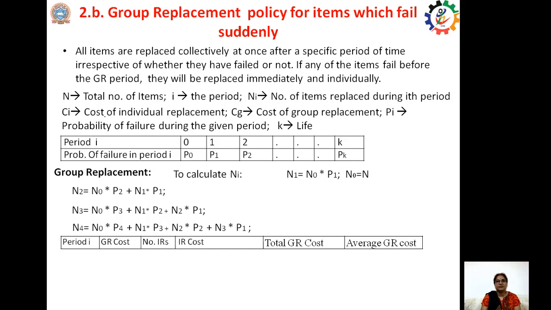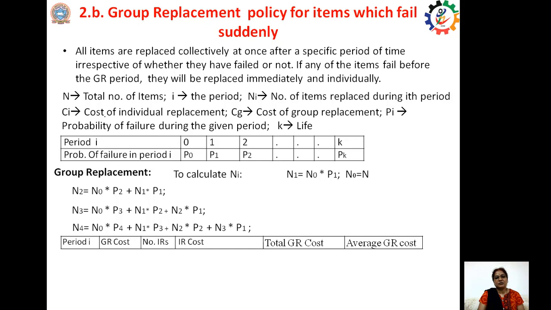For example, in the first month, only one number. Second month, N1 plus N2. Third month, N1 plus N2 plus N3. Third month means till third month, however many you replaced. All have to be added. IR cost, once you get this number, into C I will give you this.